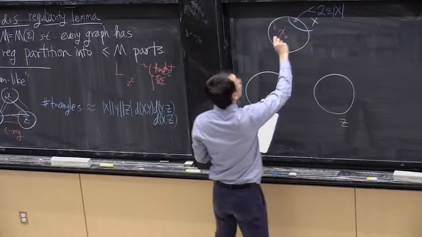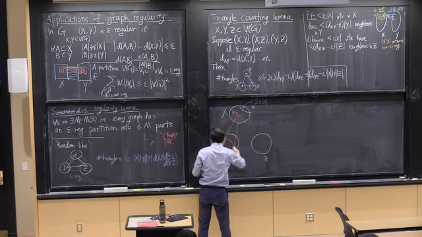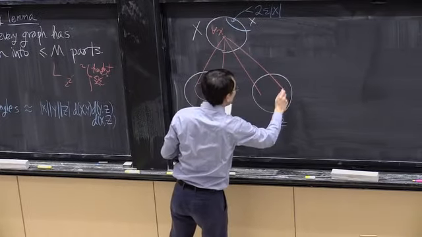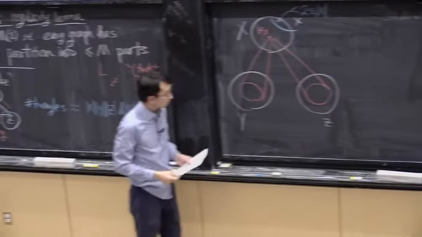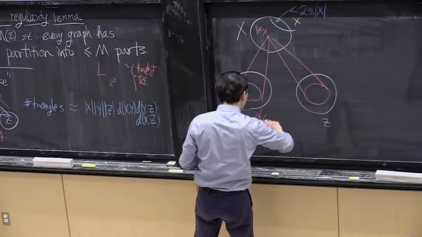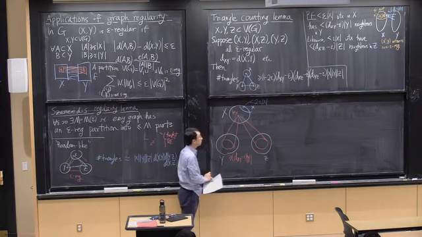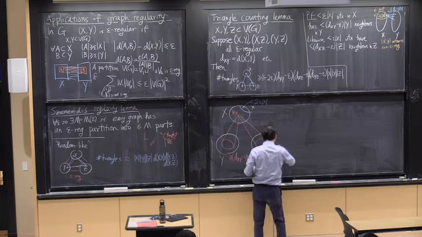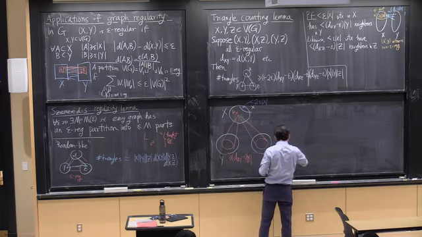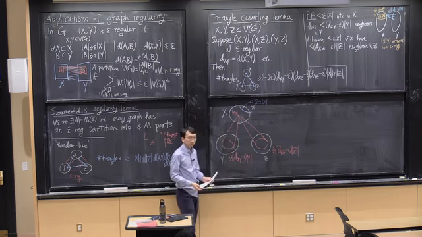And in particular, for all x up here, it has lots of neighbors to y, lots of neighbors to z. How many? Well, we have at least d sub xy minus epsilon times y neighbors to y, and at least d sub xz minus epsilon times z neighbors to z. Okay?